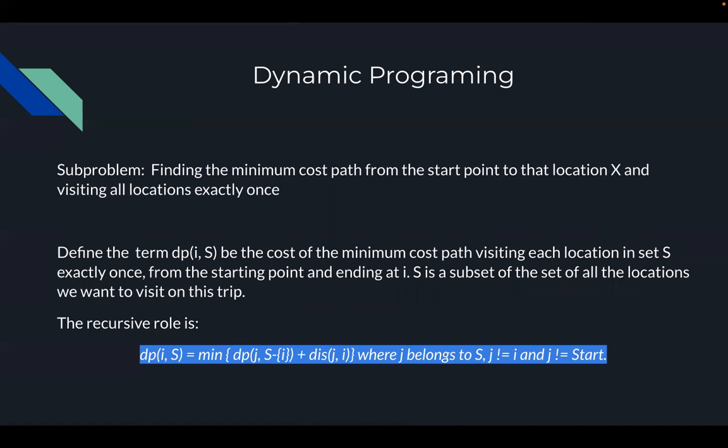S is a subset of the set of all the locations we want to visit on this trip. And the recursion rule is DP(i, S) is the minimum of DP(j, S minus i) plus distance(j, i), where j belongs to every node in S with j not equal to i and j not equal to the start point. We start with the minimum subset, which only has the start point and another point, and gradually increase the size of the subset to solve this problem.